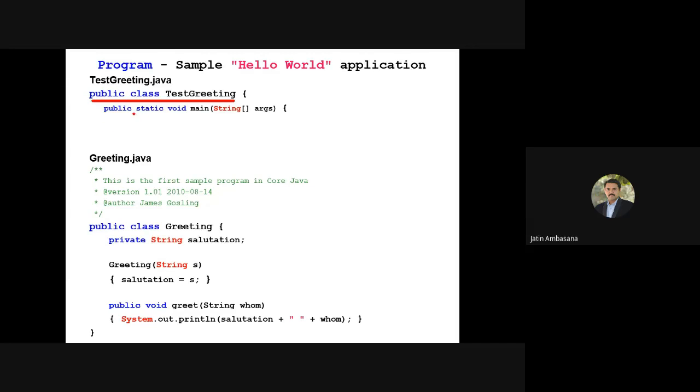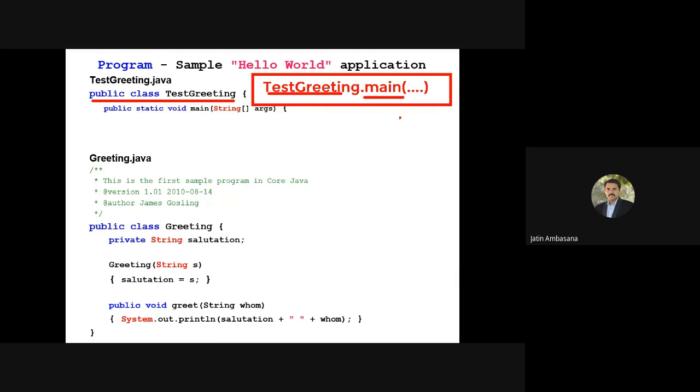Second thing, it is declared as static. Why? Because the Java interpreter should not need to create an object of this class. So what it will do is directly access this main method like this: test greeting, that is the class name, dot method name, and then whatever parameters are passed to it. This is how the Java interpreter will call it, by class name dot method name. Why? Because static methods can be called using class names only. You don't need to create its objects.